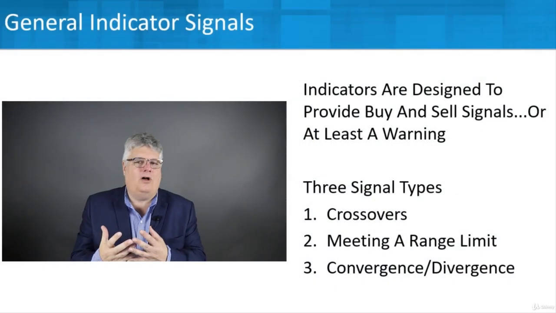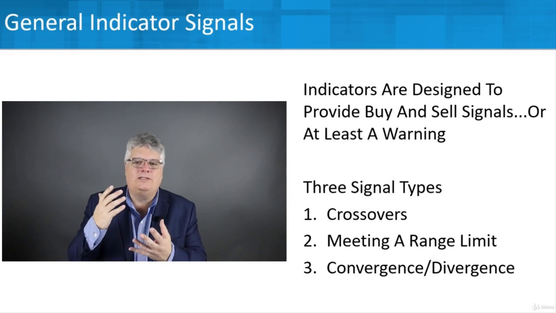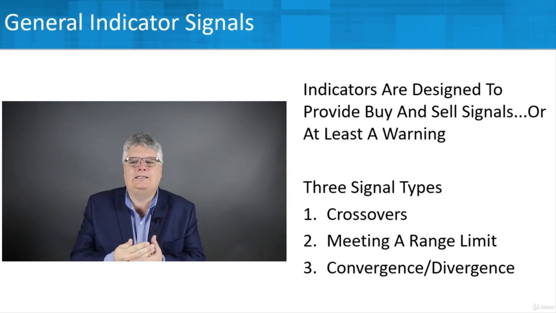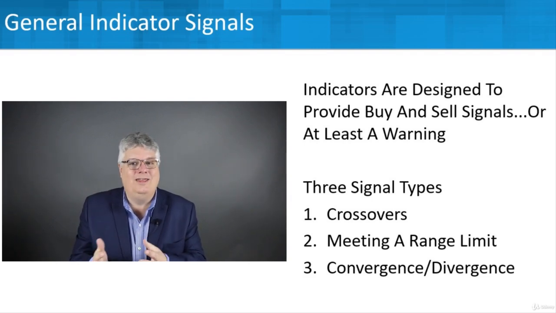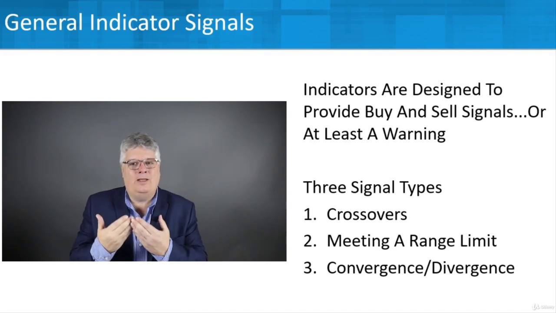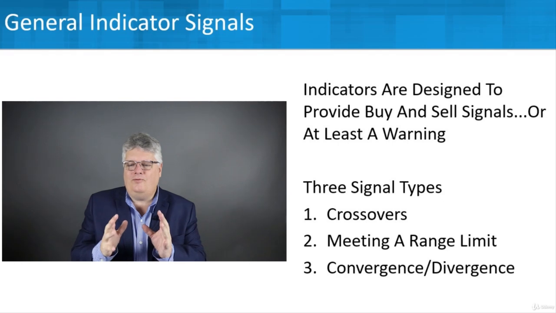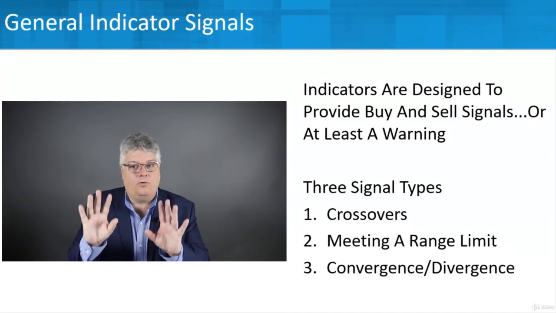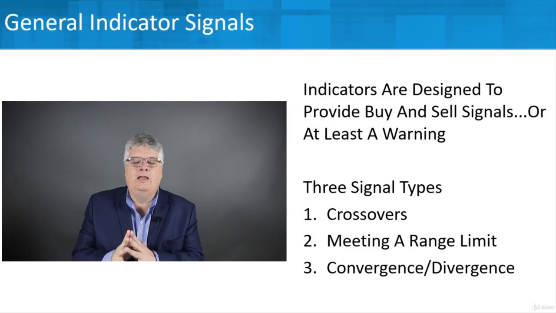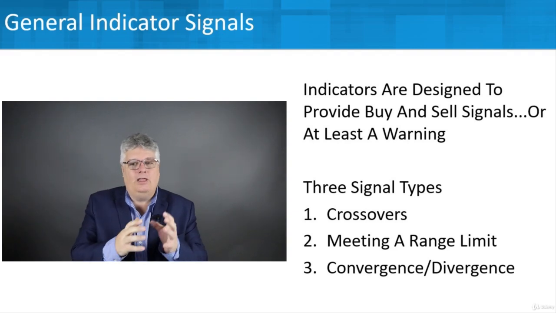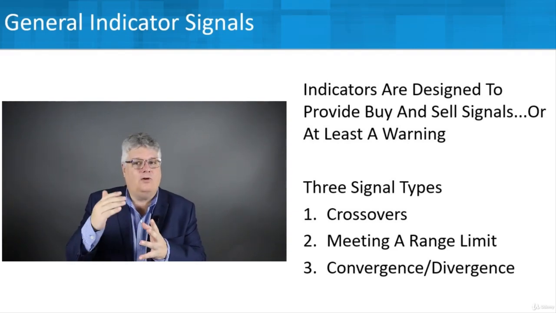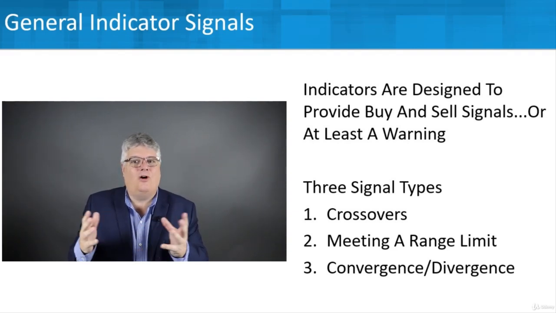And ultimately, what all this stuff that we're going to learn is, indicators are designed to provide us buy and sell signals, or at least a warning that something might be happening, to help us be better traders, better investors, and make better decisions. And if you look at these different types of signals, a warning signal or a buy or sell signal, there are really three broad ways you can look at these signal types. And those are crossovers, meeting a range limit, or are things converging or diverging?